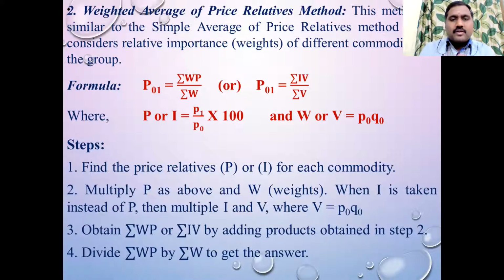What are the two important methods? Can anyone put it in the chat box? What are the two methods to calculate the index number? What is the first method? There are two methods we discussed, right? Under each method, we have solved the problems also.